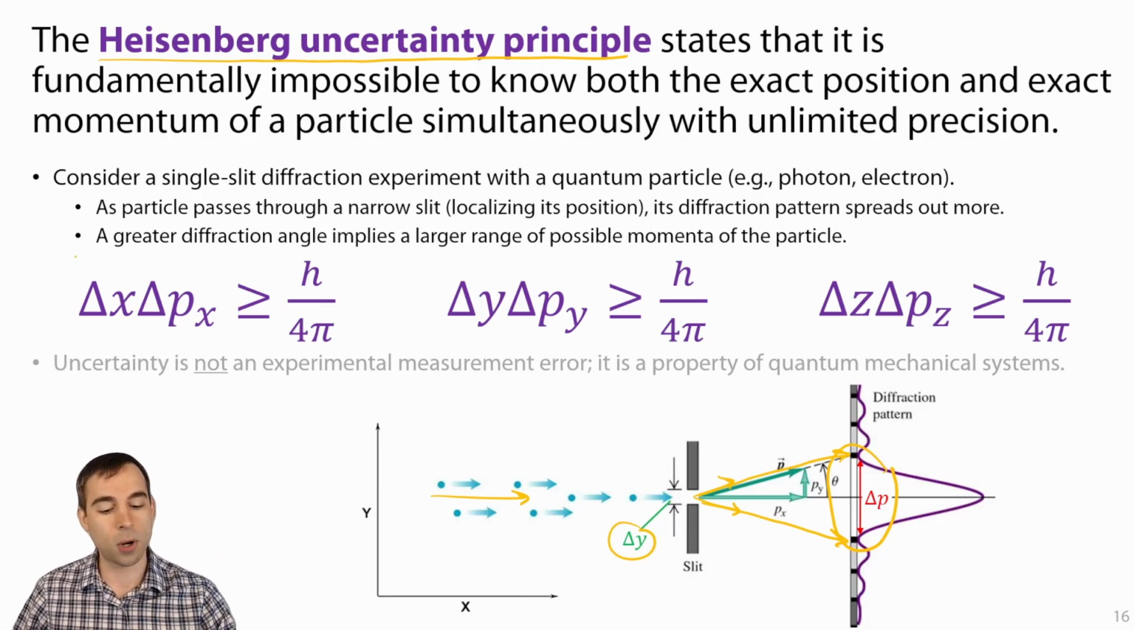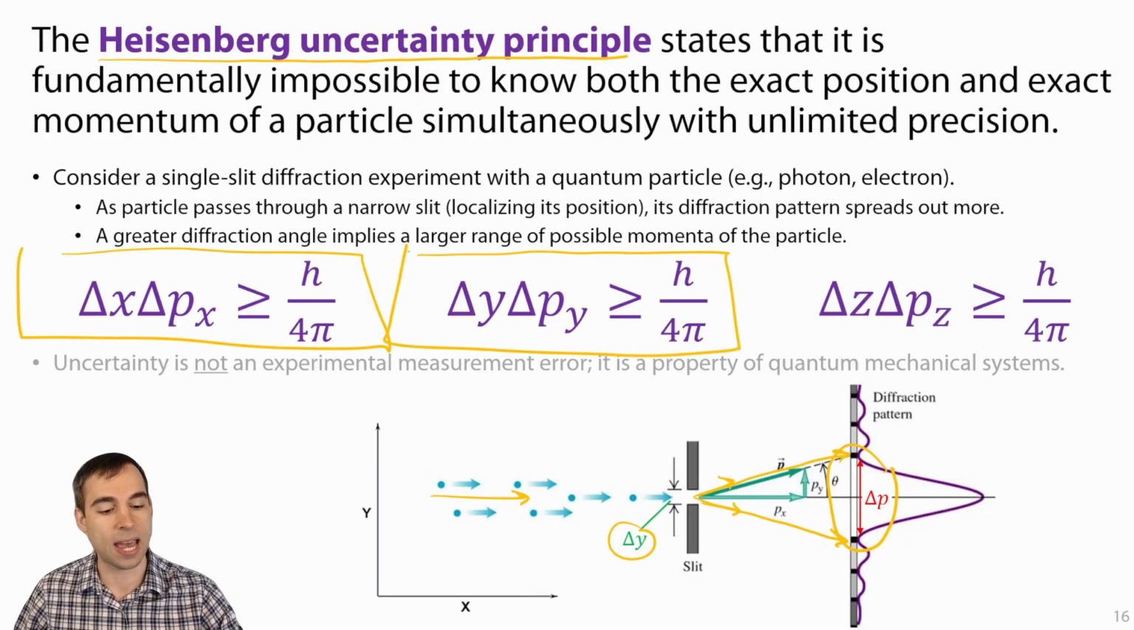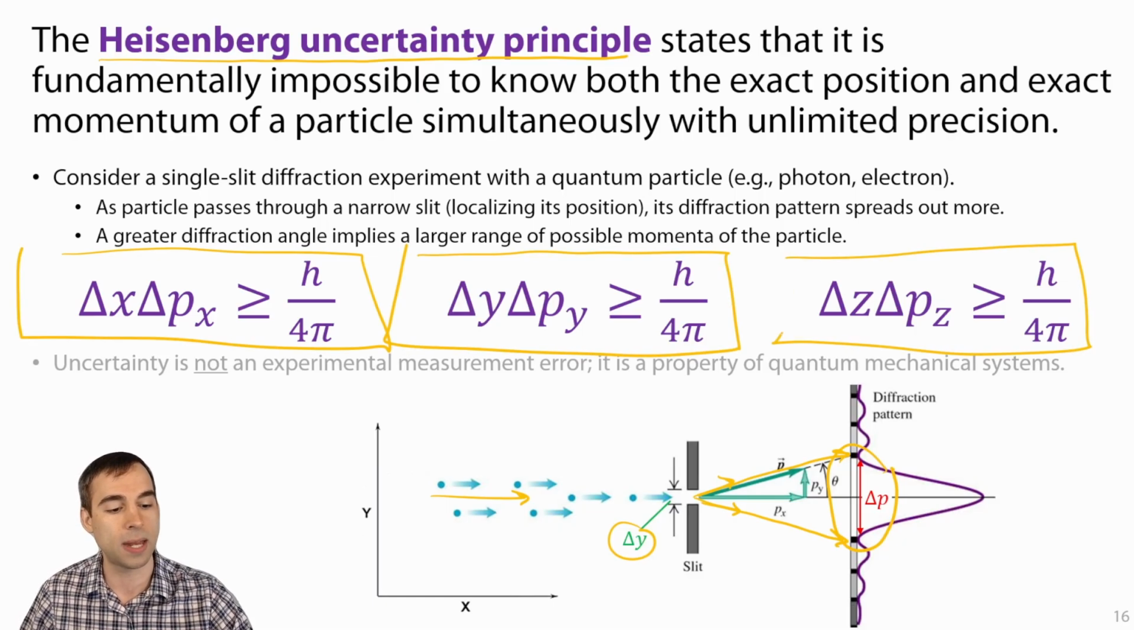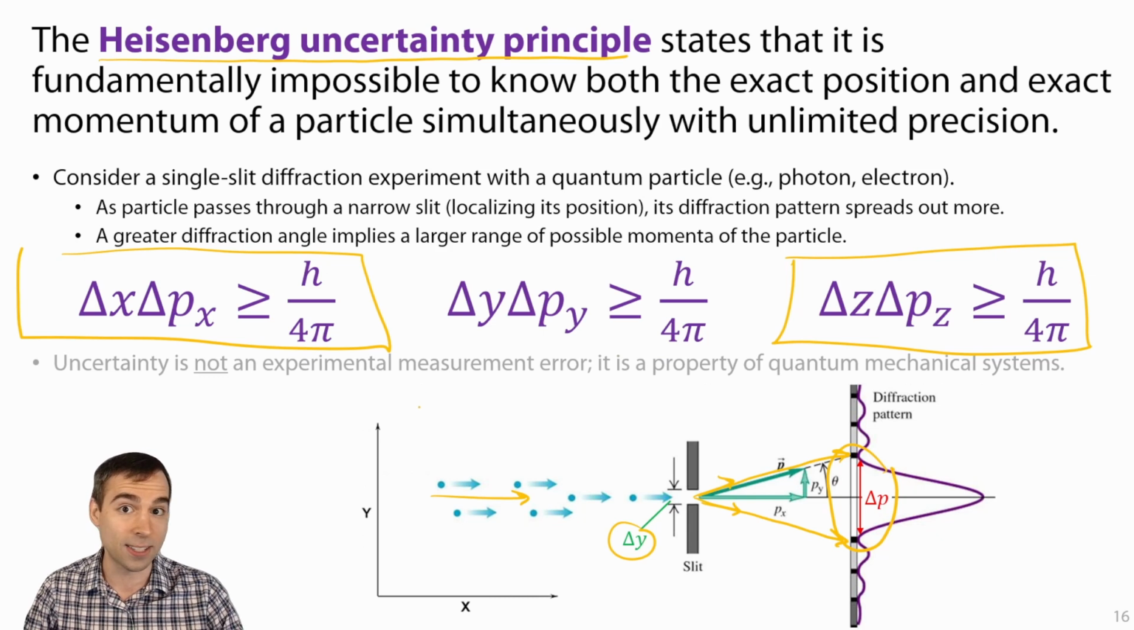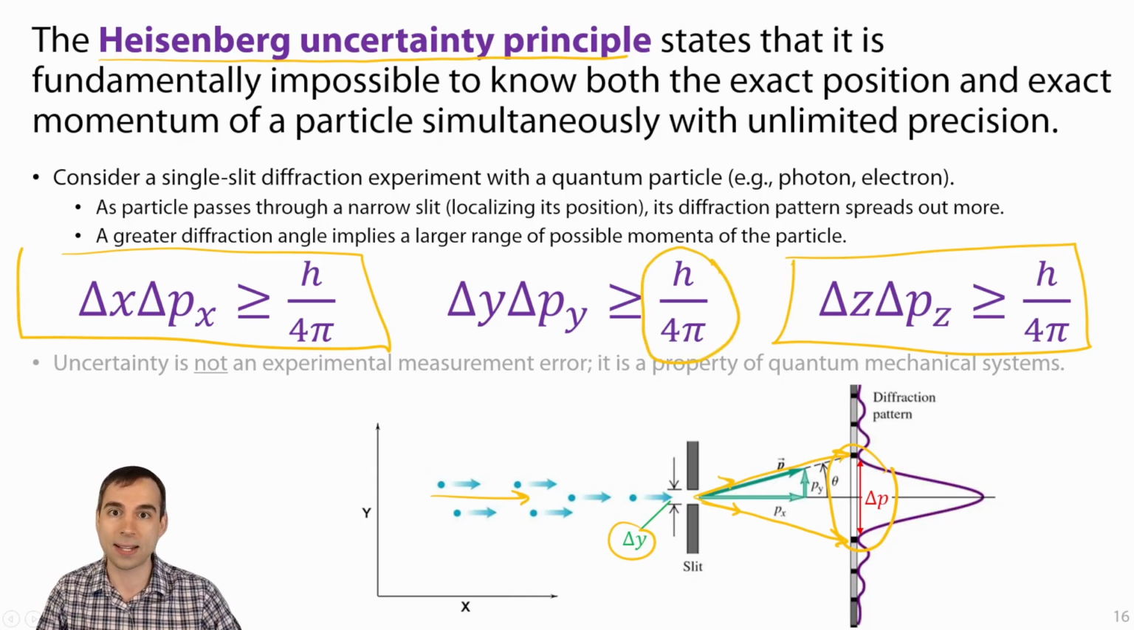And so the Heisenberg uncertainty principle can be separated into thinking about different dimensions, x, y, or z, and those are all independent of each other. But what we can say for this example, as we shrink down our delta y, as our delta y gets smaller, we notice that our delta p gets greater. And the Heisenberg uncertainty principle says that the product of the uncertainty in position times the uncertainty in momentum will always be greater than or equal to this value, Planck's constant, divided by 4 pi.